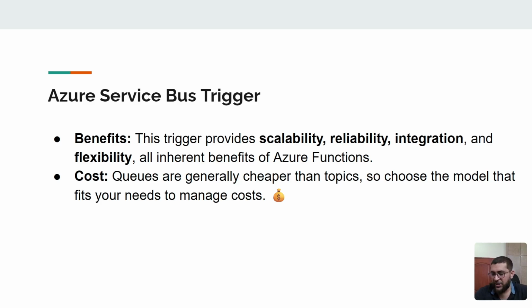If you want to use the queue only, you can use the basic subscription. But if you want to use both the queue and the topic, you will need the standard or premium package. You cannot use a topic with the basic version. So choose the model that fits your needs to manage the cost.